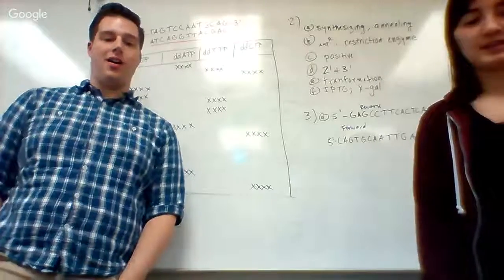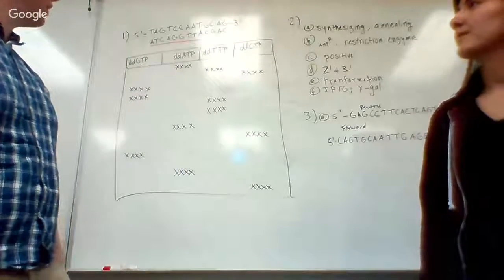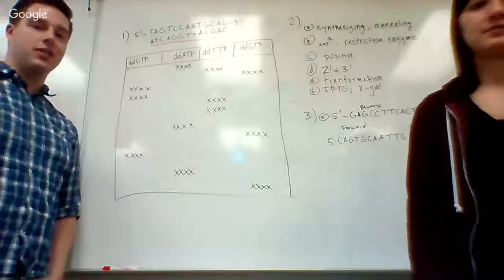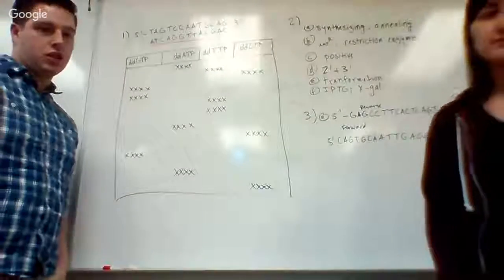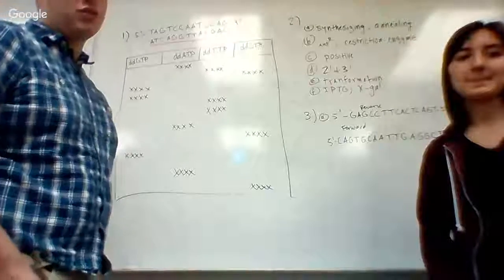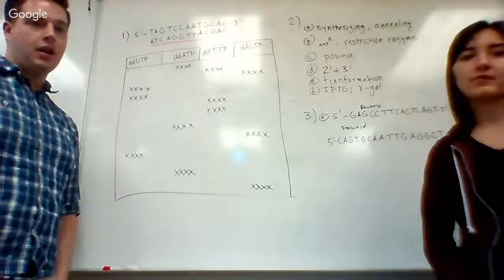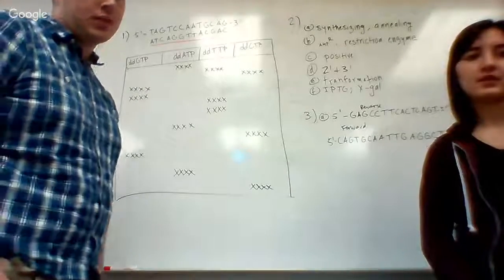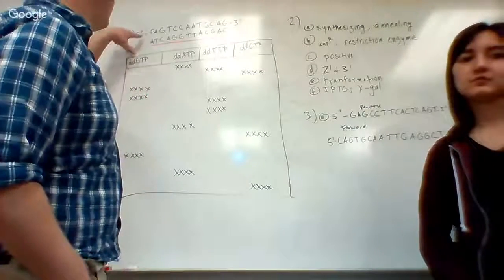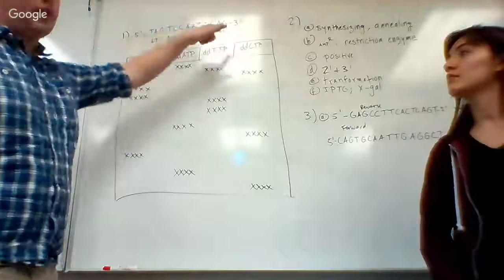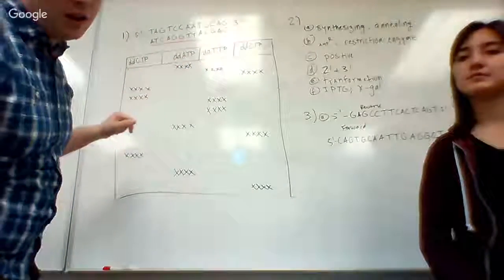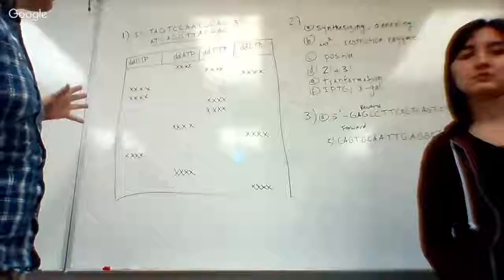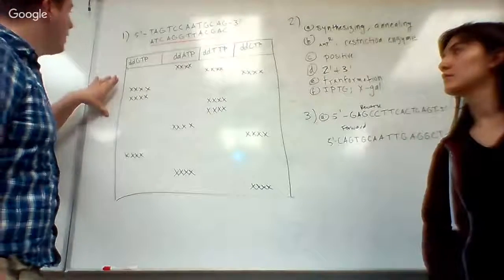We're going to go over our week 13 problems and how we got the answers to them. So the first question was talking about DNA sequencing, and it wanted us to determine the nucleotide sequence of the DNA molecule shown here, 5' to 3'. And then it asks us to make a banding pattern, which we show here.